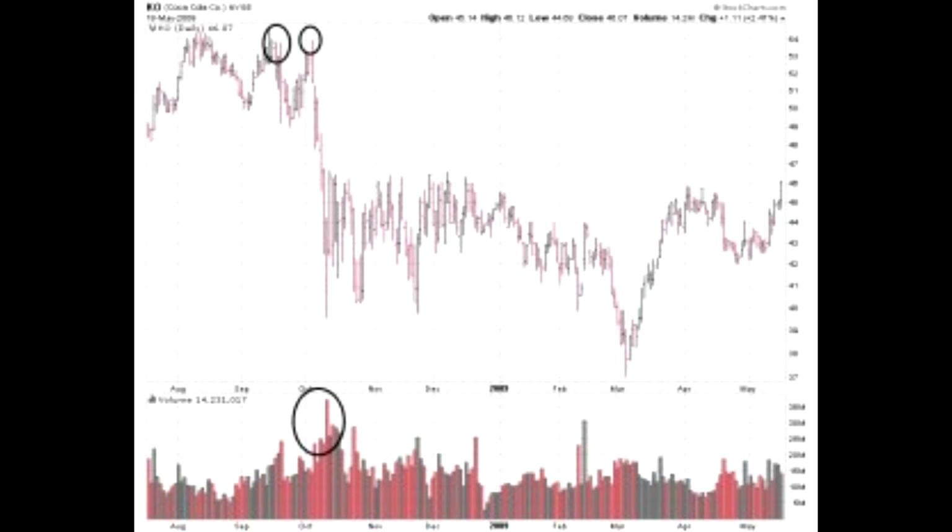Returning to Coca-Cola, the black circle indicates a spike in volume that accompanied the reversal. This should have warned all those owning the shares that the massive reversal was occurring.